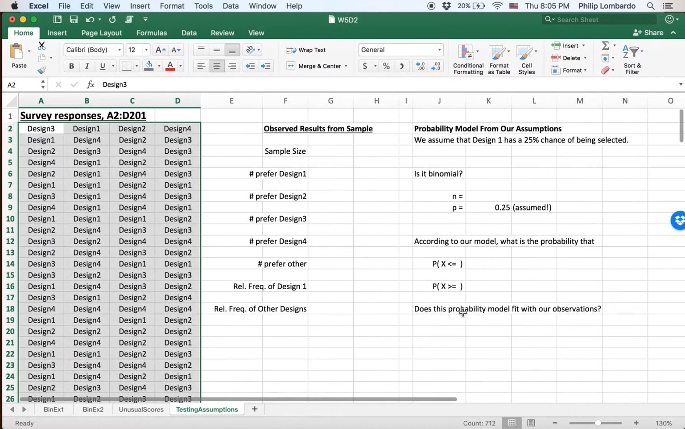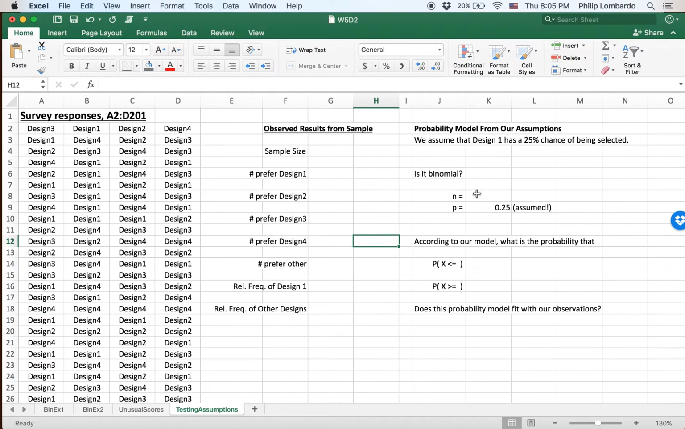Now here's what we're going to do. We're going to use our binomial distribution where we assume that our colleague is right. There's no preference between the designs, so the probability that somebody would choose design 1 is 25%. And we're going to check, based on the actual counts that we get out of our survey, is that in line with what our binomial distribution would have predicted? In other words, is the score that we get in the usual range of scores, or is it outside? Is it something unusually high or unusually low?